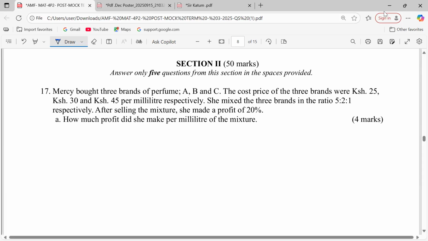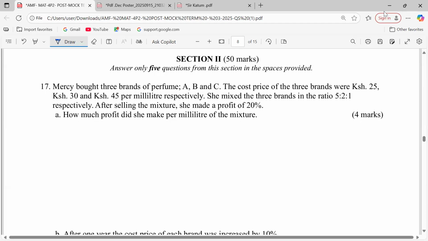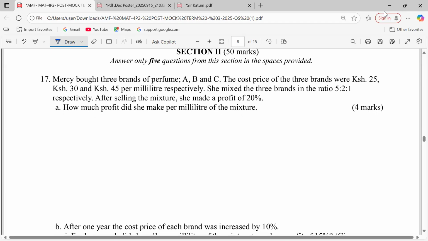Number 17. Mercy bought 3 brands of perfume, A, B, and C. The cost of the 3 brands were 25, 30, and 45 Kenya shillings per millimeter, respectively. She mixed the 3 brands in the ratio 5:2:1, respectively. After selling a mixture, she made a profit of 20%. Part A, how much profit did she make per millimeter of the mixture?